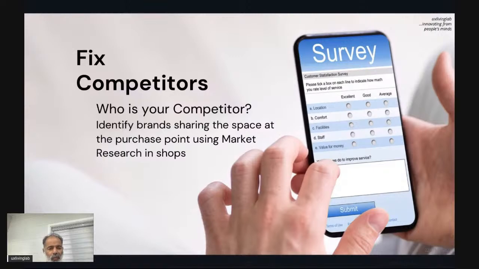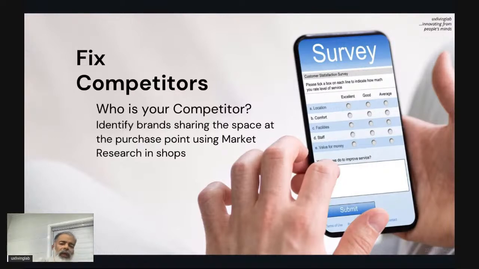Fix competitors. Who is your competitor? Identify brands sharing the space at the purchase point using market research in shops. So you have to do market research with shops, because shops are the selling point of your product. So do research with them. If you attended last week's live, you already established a component called channel partners. So you already have a rapport with these shops, so it's very easy to conduct the research.